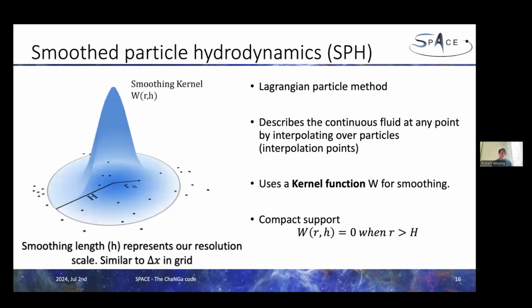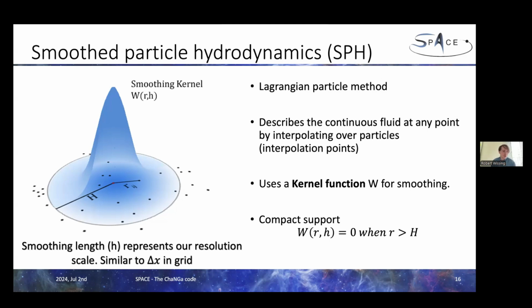Now I want to talk a bit about the hydrodynamics of ChaNGa, specifically about the smoothed particle hydrodynamics that we implement. This is a Lagrangian particle method, and it describes the continuous fluid at any point by interpolating over particles, or rather interpolation points. This is in contrast to grid codes that you have probably seen previously, where you discretize the fluid into volume elements, but here you discretize it into mass particles. So it's a mass approach to discretization. It uses a weighting function known as the smoothing kernel to smooth the fluid values so that you can get the fluid value at any point. This smoothing kernel has compact support, so when the distance to a particle is above h, it returns 0.